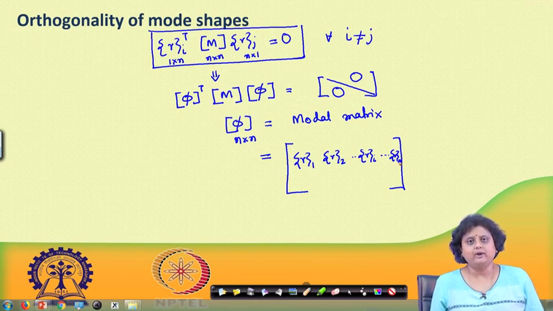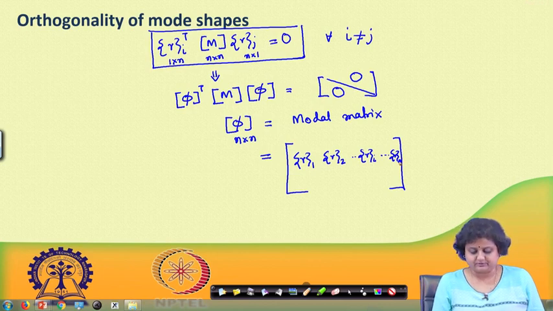So, one good way to check whether you have found out the mode shapes and the natural frequencies correctly for a given vibrating system is to check for the orthogonality. If the orthogonality condition is not satisfied, then there must be some error in evaluating the mode shapes of a system. So, this is also a very good check to see the correctness of the calculations that we have performed. So, let us now move on to mass normalization of mode shapes.